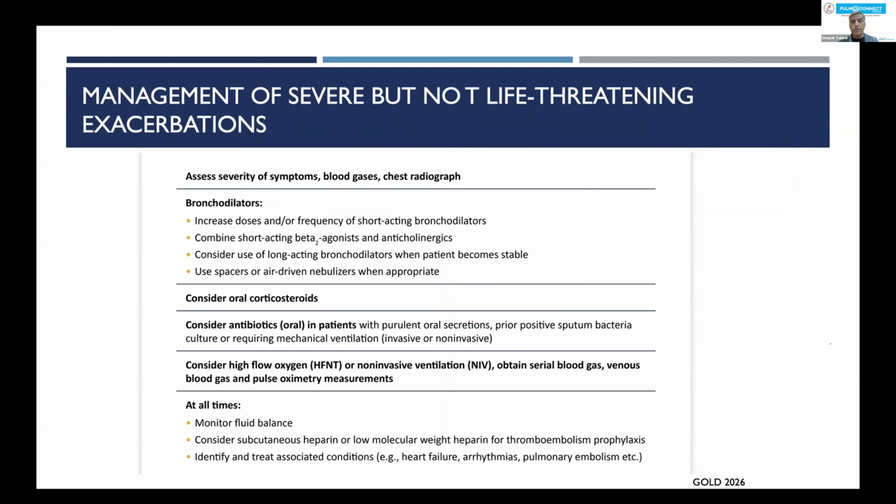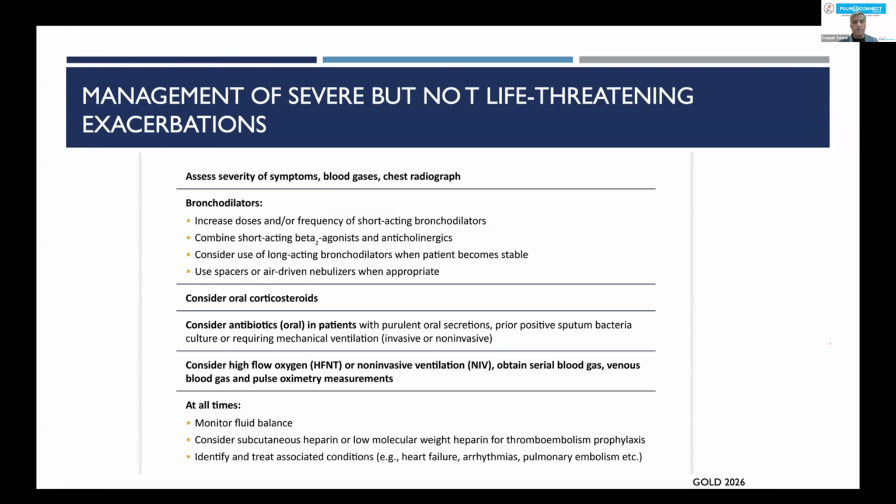What we treat them with is bronchodilators. We increase not only the dosages of short-acting bronchodilators, but we combine them: beta-2 agonists, anticholinergics, and even start long-acting bronchodilators when they become a little stable. We try to give them through devices which easily deliver the drugs, where nebulizers are generally the choice to deliver the drug for sure to the lungs. But if we don't have one, even spacers with PMDIs are good enough.